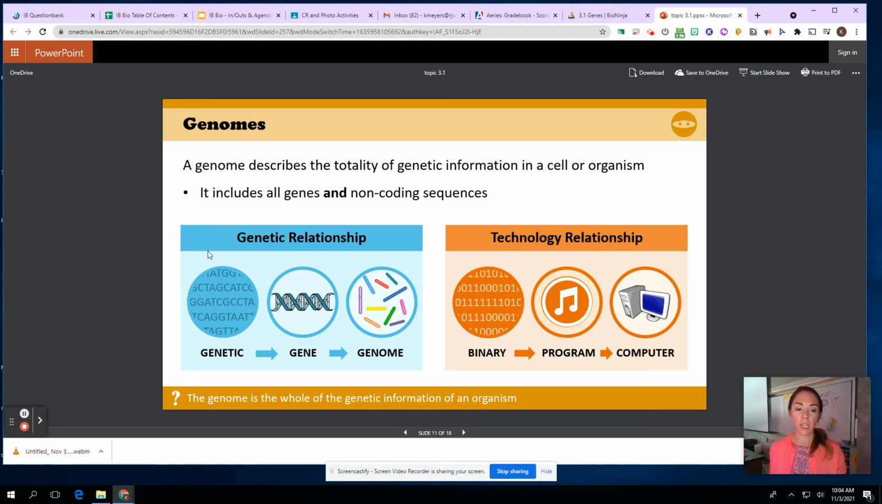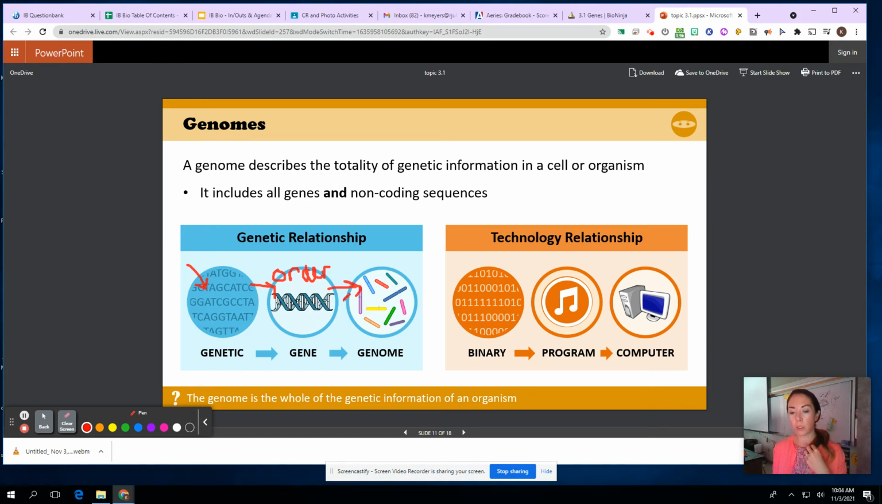So the genetic relationship between genes and genome, we're going to compare to technology, right? All of those bases put together in certain orders create genes. And then all of those genes come together to make what we call the genome. These are just A's and T's and G's and C's, but the specific order and location is what creates a gene. And all of those specific genes together create the genome.